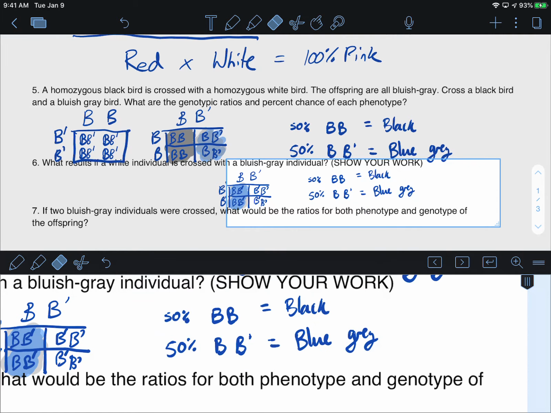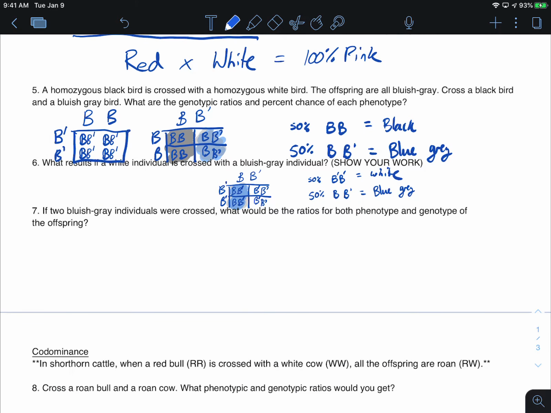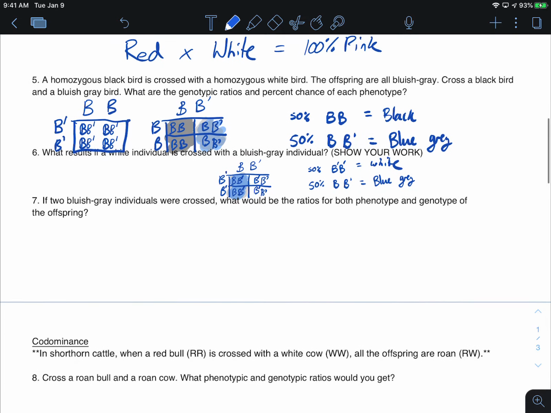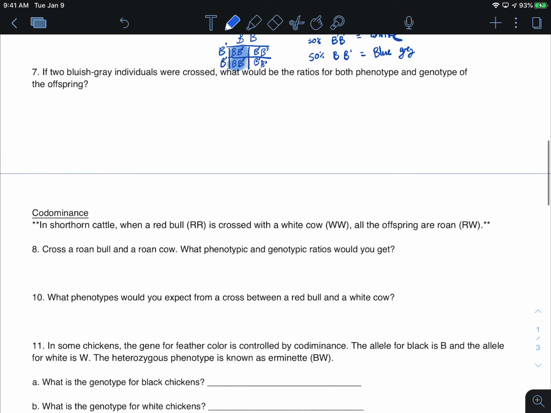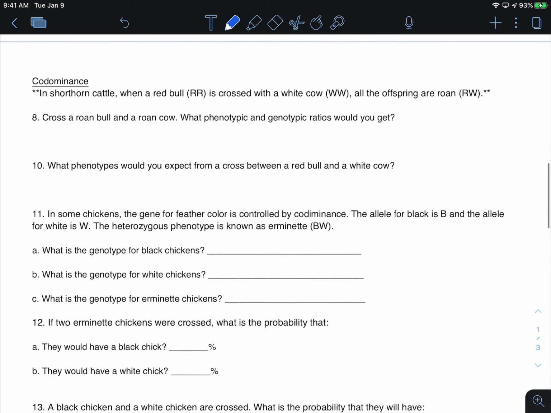But we now have white instead, and 50% blue-gray. And we don't even have to do the last one because that's the exact same heterozygous cross. Okay, so let's check in on some codominance, make sure those are going fine.